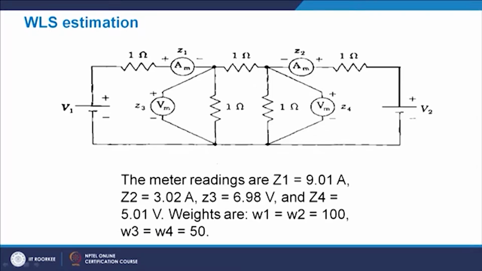So, let us say that we have a circuit, and this is the circuit. Everything here is 1 ohm, and we have two voltage sources V1 and V2, and we have put in 4 meters. There are 2 ammeters, Z1 and Z2. This is our first measurement, this is our second measurement, and there are also 2 voltmeters, this is Z3, this is Z4.